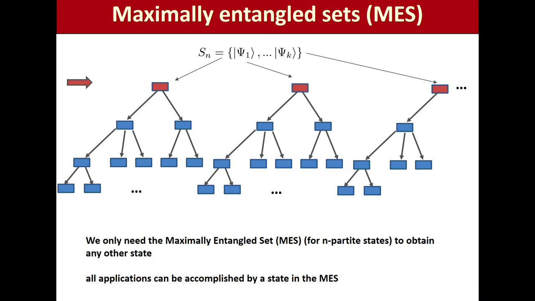I want to know that because, of course, if I would have this set of states at my disposal, it's as if I would have the maximally entangled bipartite state. With this set, I can do everything that I want.